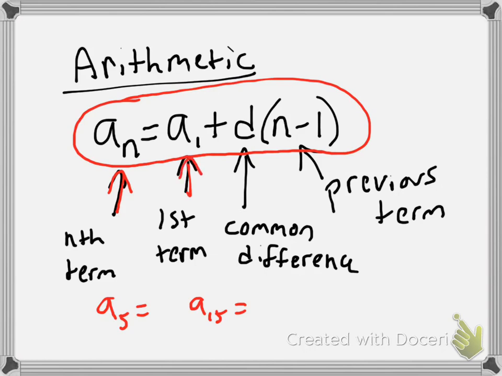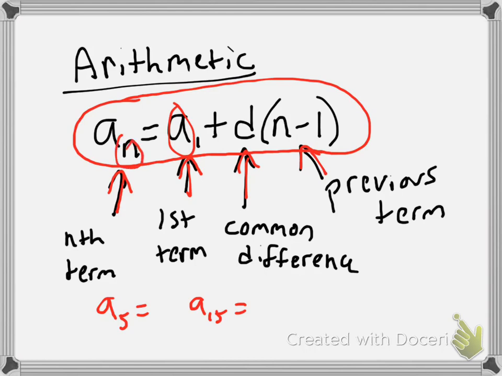This next part, a sub 1, that's just your first term. When you look at your sequence, the first number, whatever that first number is, goes right there. Right here is your common difference. We just went through finding common difference, so that should be easy to find. And this last part is the previous term. It basically means it's one less than whatever you have here.